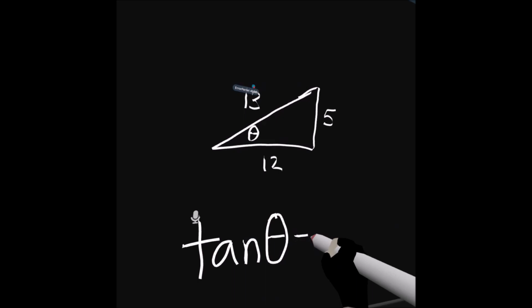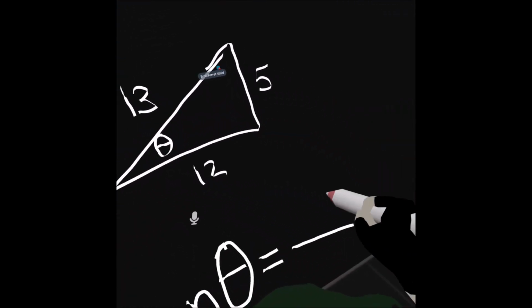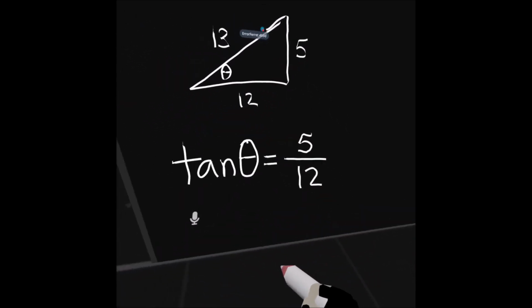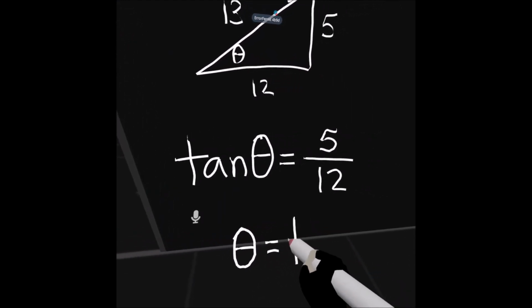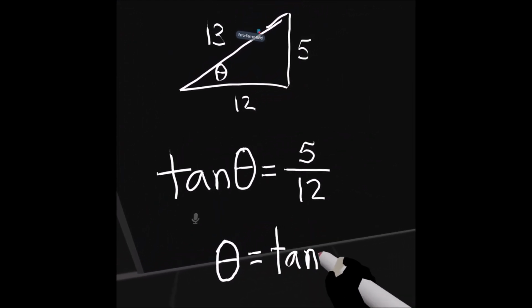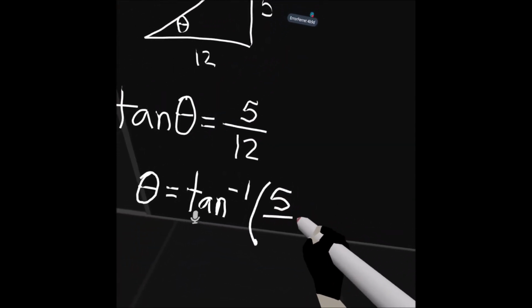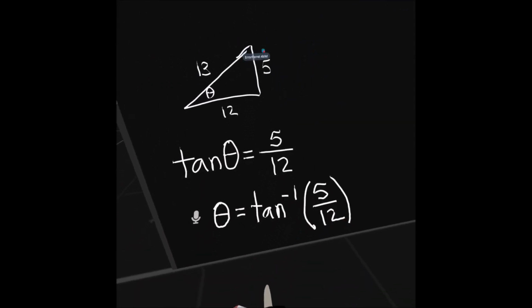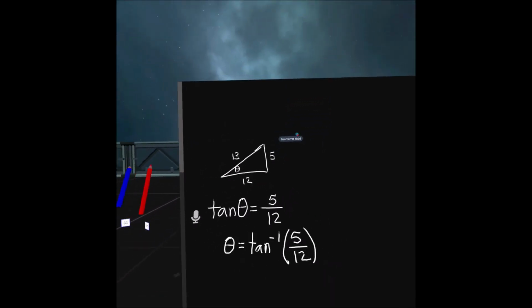Tangent theta is opposite over adjacent. So opposite to the angle is 5. Adjacent to the angle is 12 here. So to find the angle, we would do the inverse tangent of 5 over 12. And that would be your answer. Just plug that into your calculator, and that should give you your angle theta.